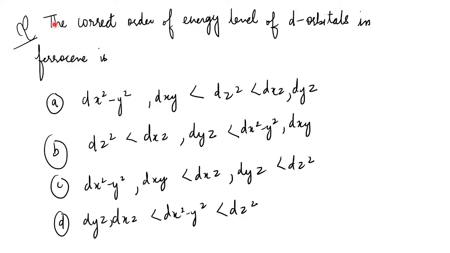So the next question is: the correct order of energy levels of d orbitals in ferrocene. So this is the question: the correct order of energy level of d orbitals in ferrocene.